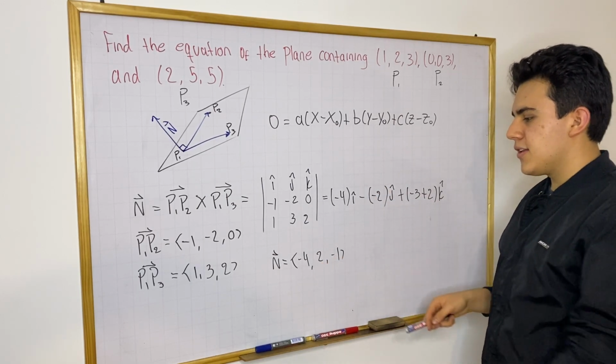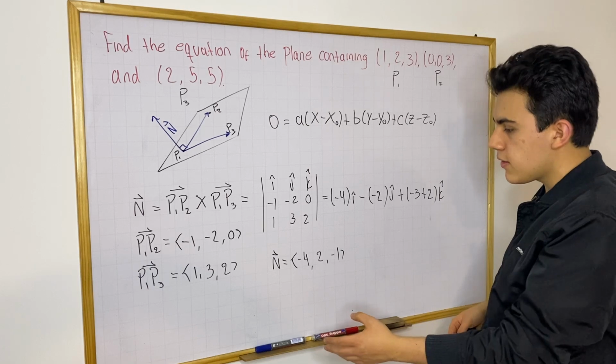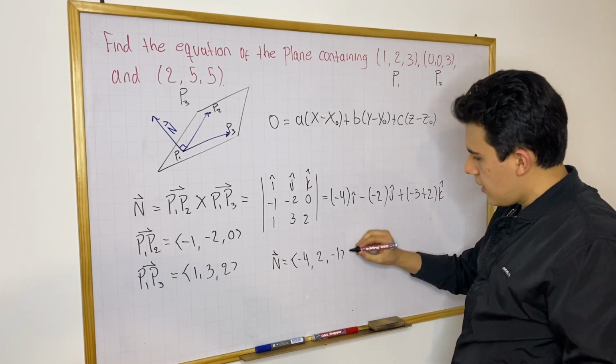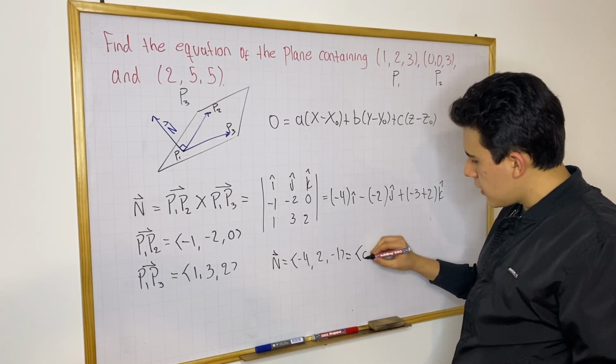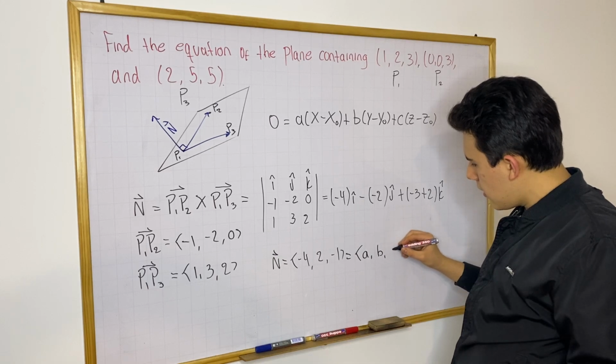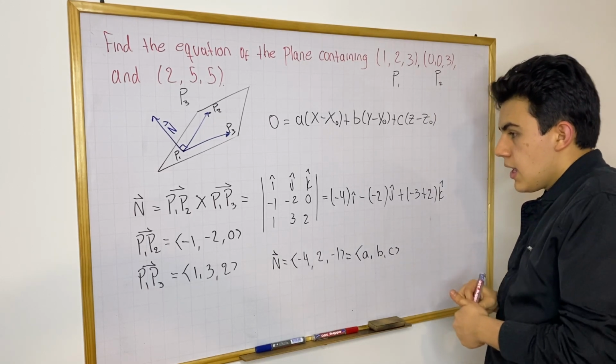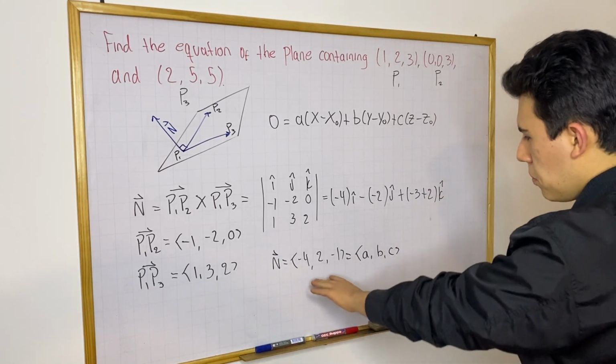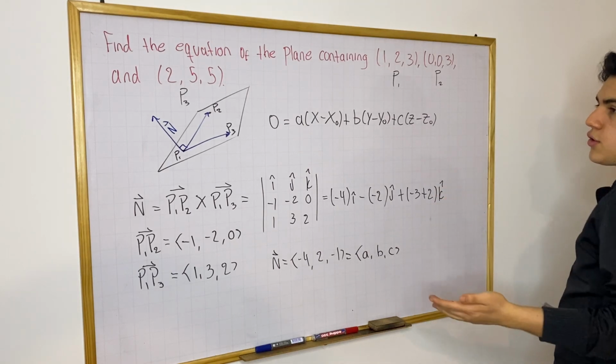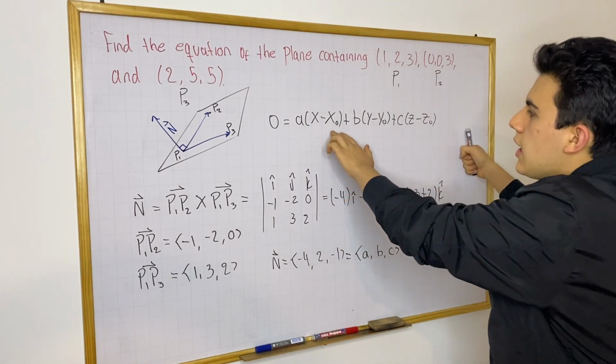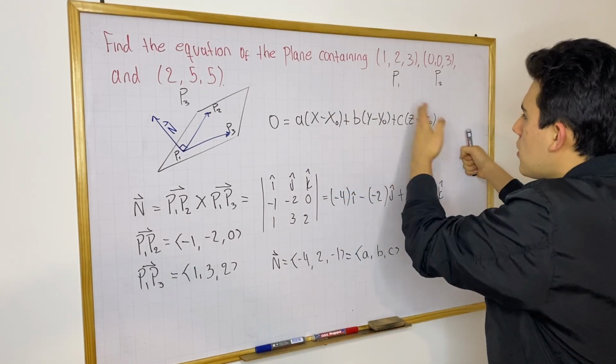So n is going to be equal to this vector. We have the components, and we know these are going to be the a, b, c values that we need. So it's going to be a, b, and c, okay? And then we can now plug these values into this equation, and we can choose any arbitrary x naught, y naught, and z naught.